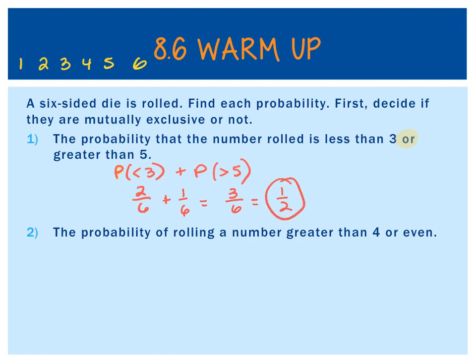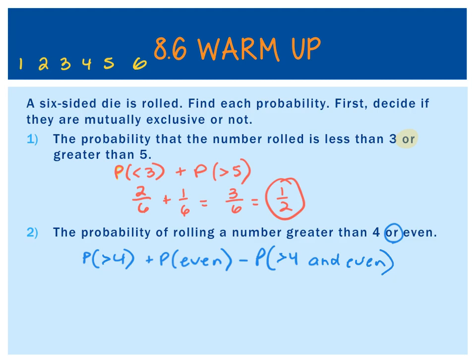Number 2, the probability of rolling a number greater than 4 or even. Again, we see the word or, so we want to check. Is it possible for something to be greater than 4 and even? Yes, this time it is, right? So I'm going to do the probability that it's greater than 4 plus the probability that it's even minus the probability that it is both greater than 4 and even.